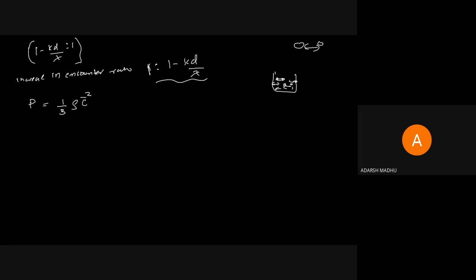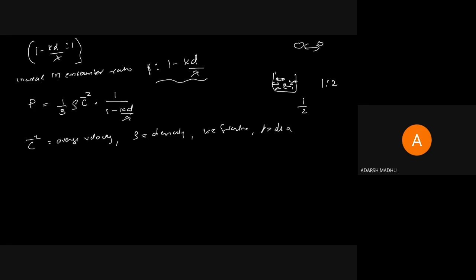Pressure will be 1/3 rho c squared into this ratio. The ratio we can write as 1/(1 - kd/lambda). So 1/3 rho c squared is the pressure, and into 1/(1 - kd/lambda) gives the pressure exerted by the molecules on the wall. Here c bar is the average velocity, rho is density, k is a fraction, d is diameter, and lambda is the mean free path.